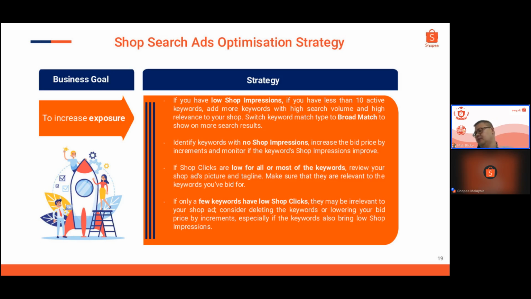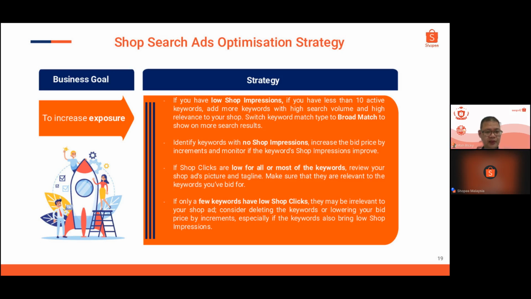Normally, sometimes let's say we bid 0 point something. For example, I bid 0.1, but I don't have any click, don't have any impression, so I have to increase the bid price. Maybe I add another 0.005. So this is another thing.